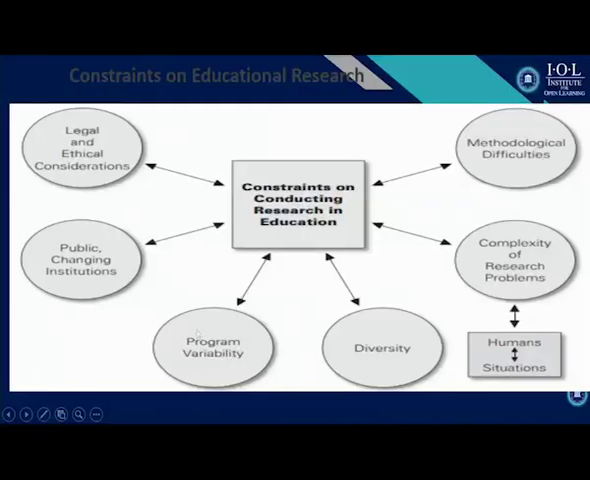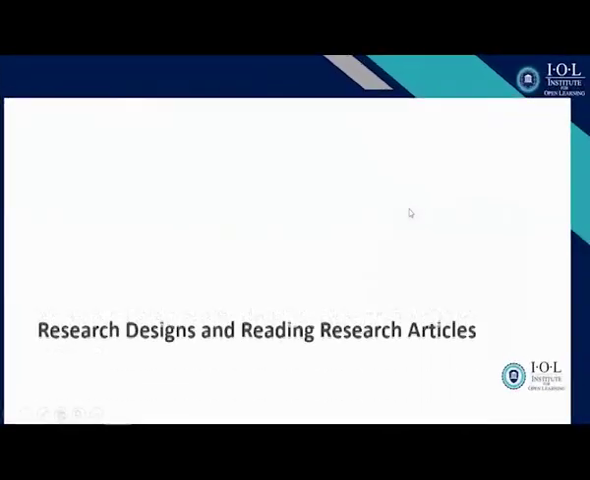Public or changing institutions: maybe the public's ideas or opinions on the research you are about to embark on. Variability of programs: programs are varied. Maybe you want to do research on a curriculum at a certain university, so you must consider all this kind of diversity and so forth. These are clearly explained, and these are the constraints that restrict research from taking place.